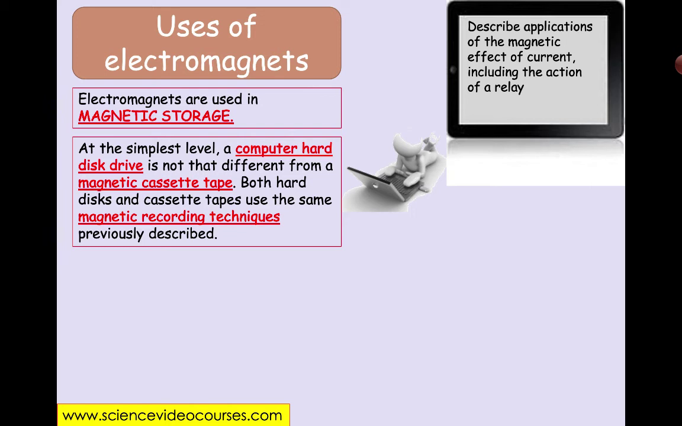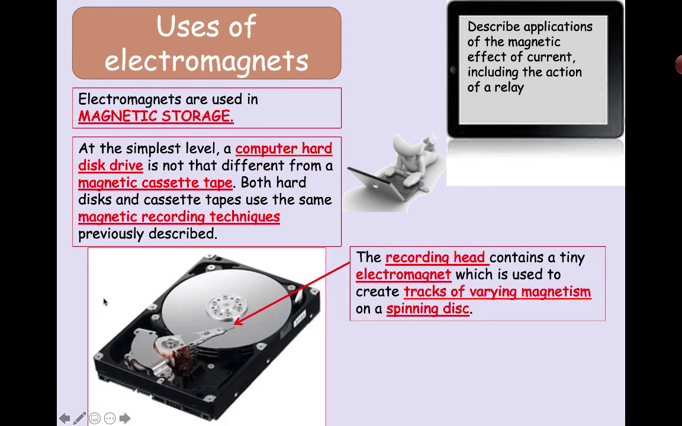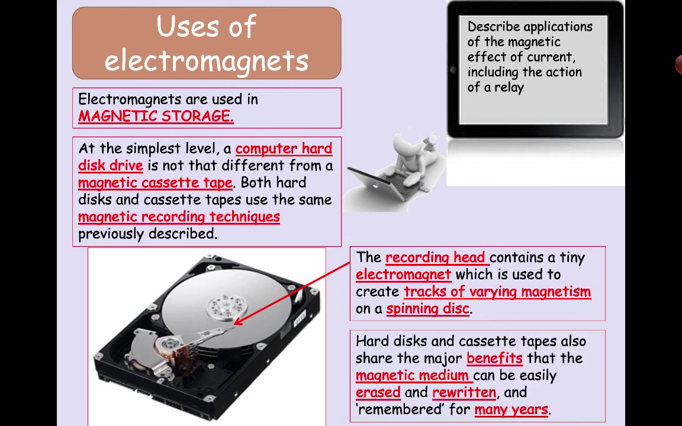Now at the simplest level, a computer hard drive is not so different from magnetic cassette tape. Both hard disks and cassette tapes use the same magnetic recording techniques previously described. And here is our hard drive. So the recording head, which is this little point here, contains a really tiny electromagnet which is used to create tracks of varying magnetism on the spinning disc, which goes round like this. Hard disks and cassette tapes also share the major benefits that the magnetic medium can be easily erased, you can wipe it clean and rewrite it, and it is remembered for many, many years.